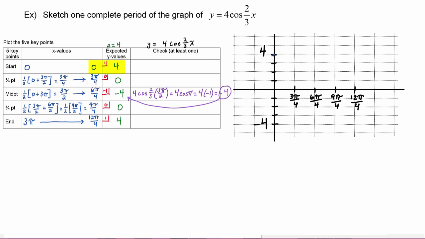We've got 0, 4, 3 pi over 4, 0, 6 pi over 4, negative 4, 9 pi over 4, 0, and 12 pi over 4, 4. Connect the key values with the smooth curves. And there's our graph.